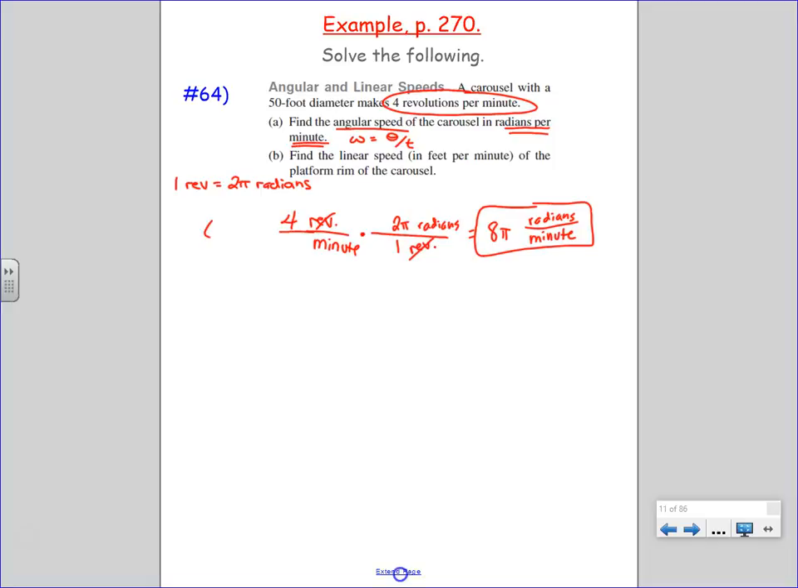The angular speed, radians per minute. Didn't even really have to plug into the formula. I just kind of changed the units and got there. I can tell by my units with radians per minute. But if part B says, uh-oh, now what? Feet per minute. Uh-oh, that's a struggle. Maybe we should look at the formula for this one, because how do we go from radians to feet?